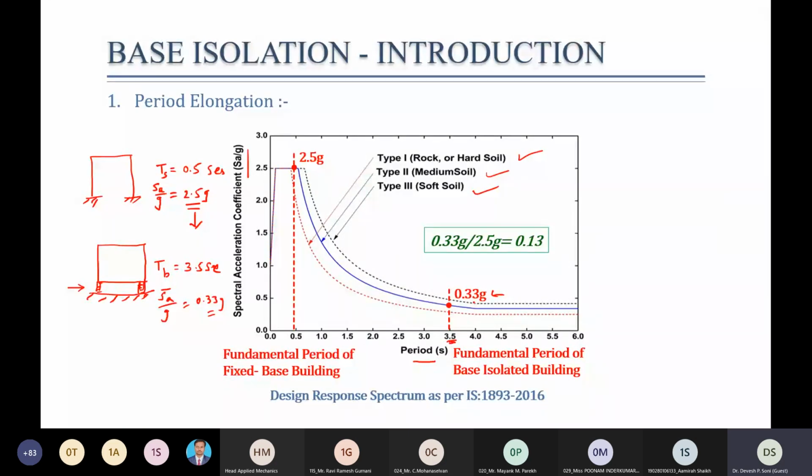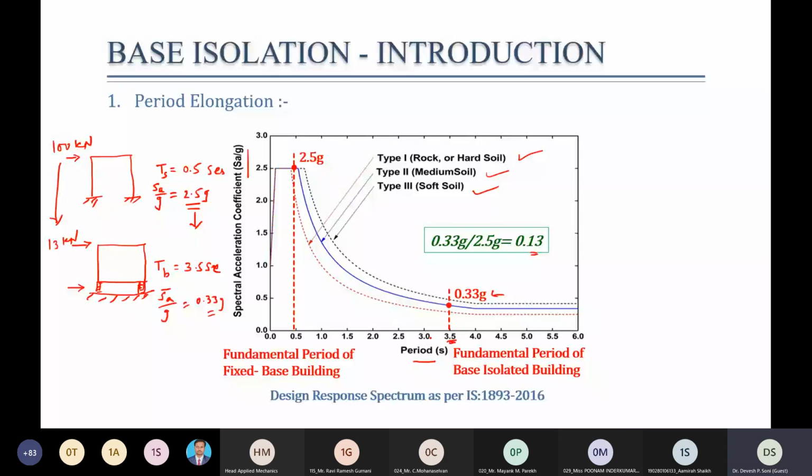Just for interest, it is important to know the ratio: 0.33 divided by 2.5. The spectral acceleration of the base isolated system divided by the spectral acceleration of the fixed base system comes out to be 0.13. That means, for example, if the total earthquake force is 100 kilonewton on a fixed base building, and the same building is mounted on base isolators, then the earthquake force will reduce to 0.13 into 100, that is 13 kilonewton. Okay, so that is a drastic reduction in total horizontal force, and this is only because of the period elongation. So period elongation plays a major role in reducing the structural response.